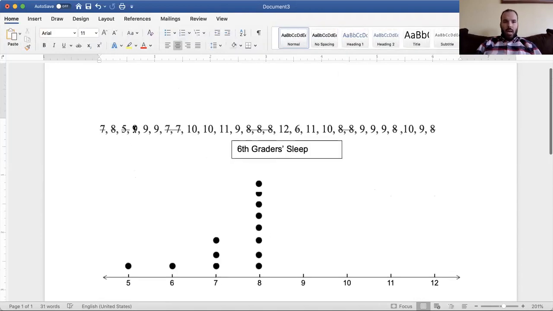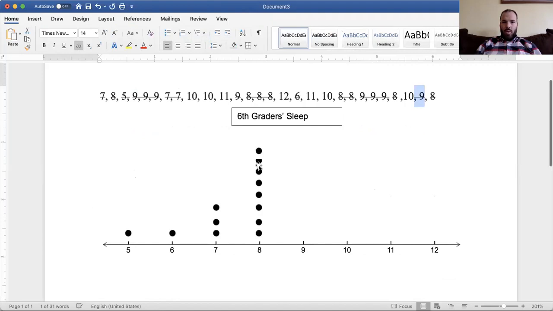Next, I'm going to look for 9s. On 9s, I have 1, 2, 3, 4, 5, 6, 7, 8. So again, I'm going to put 1, 2, 3, 4, 5, 6, 7, 8 right next to 9.